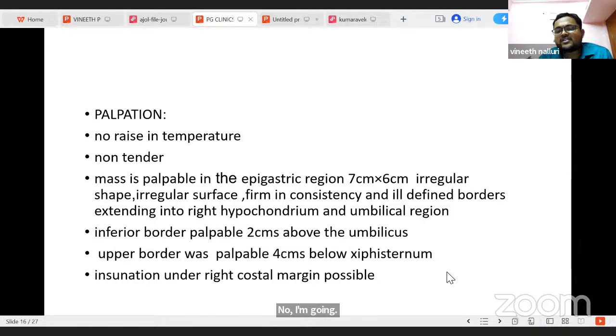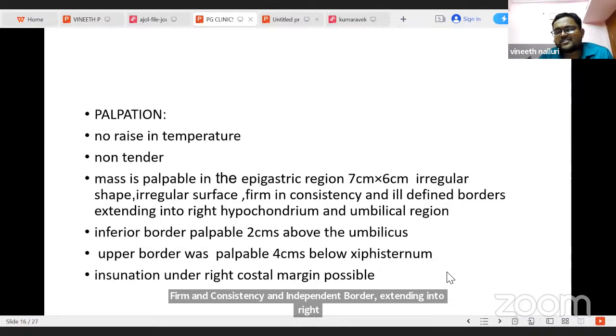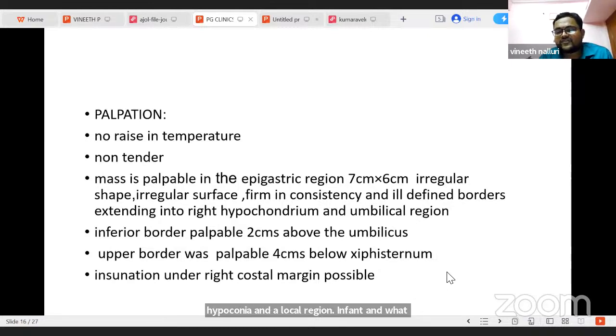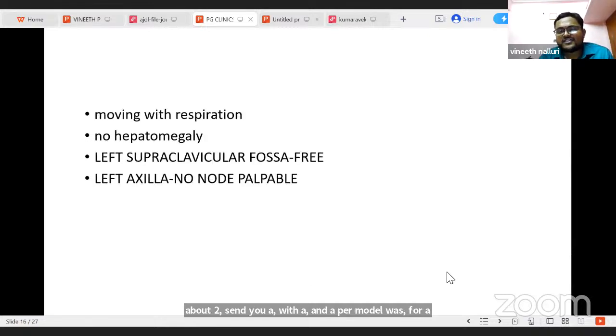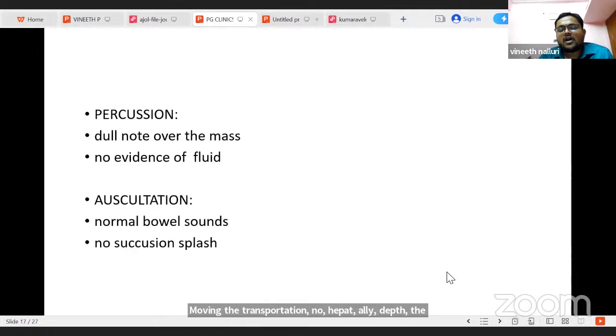Mass is palpable in the epigastric region, 7 × 6 cm, irregular shape, irregular surface, firm in consistency and ill-defined borders, extending into the right hypochondrium and umbilical region. Inferior border was palpable 2 cm above the umbilicus, and upper border was palpable 4 cm below the xiphisternum. Insinuation of fingers on the right costal margin was possible. Moving with respiration, no hepatomegaly, left supraclavicular fossa was free, left axilla no node palpable. On percussion, dull note over the mass, no evidence of fluid. Auscultation, normal bowel sounds, no succussion splash.